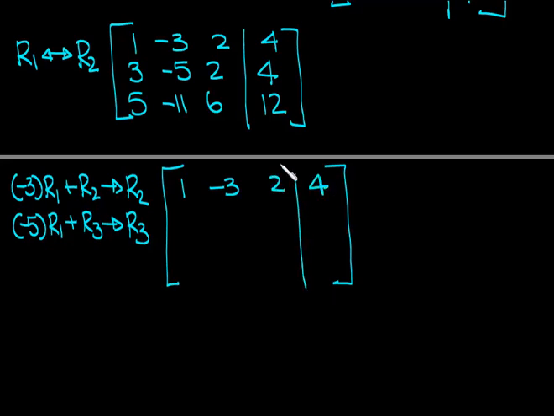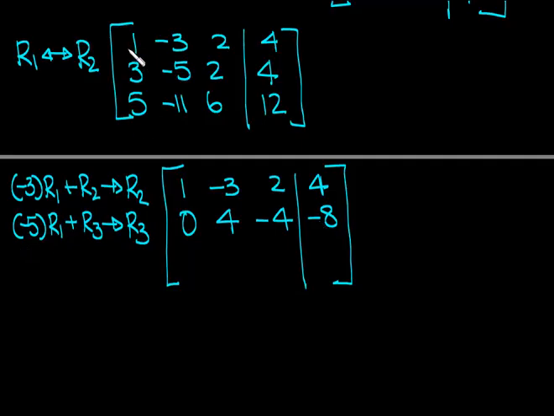I have 1 times negative 3 is negative 3, plus 3 is 0. Negative 3 times negative 3 is positive 9. 9 minus 5 is 4. 2 times negative 3 is negative 6. Negative 6 plus 2 is negative 4. 4 times negative 3 is negative 12. Negative 12 plus 4 is negative 8.